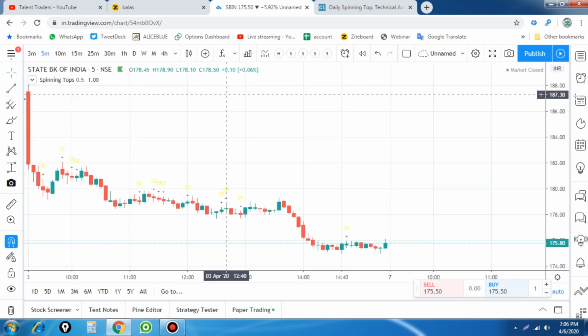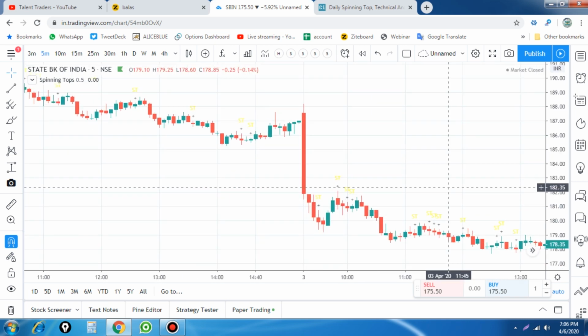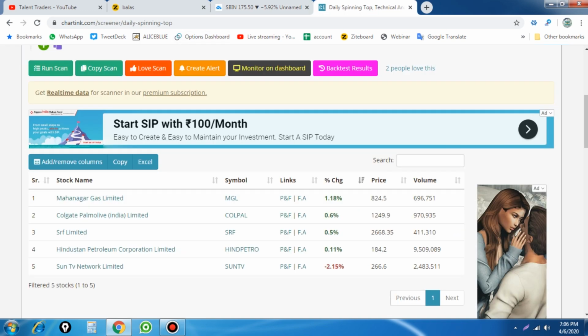If you want a screener and scanner, you can go and create a screener on TradingView or Chartink.com, which is also a powerful website. We can screen all the patterns that we decide on.